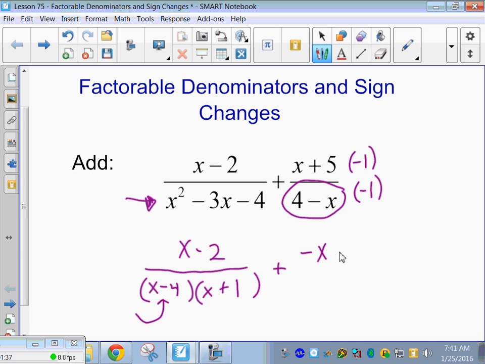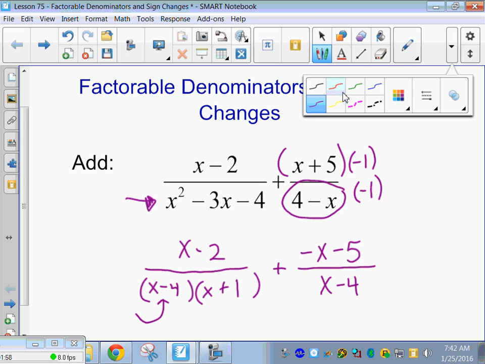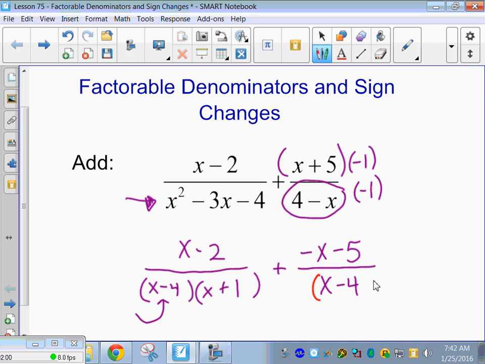That gives me negative x minus 5 in the numerator. In the denominator, this gives me negative 4 plus x. I'm going to go ahead and change the order, so it's x minus 4. We still do not have a common denominator, so Aaron, what do I need to multiply the second fraction by? Yeah, we've got an x minus 4, but we need an x plus 1 in order to have a common denominator.